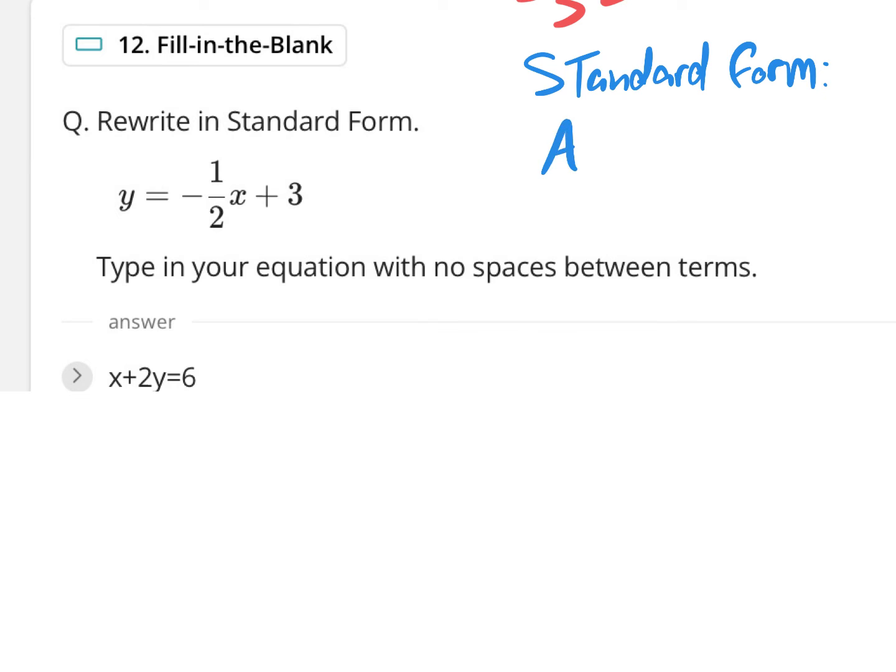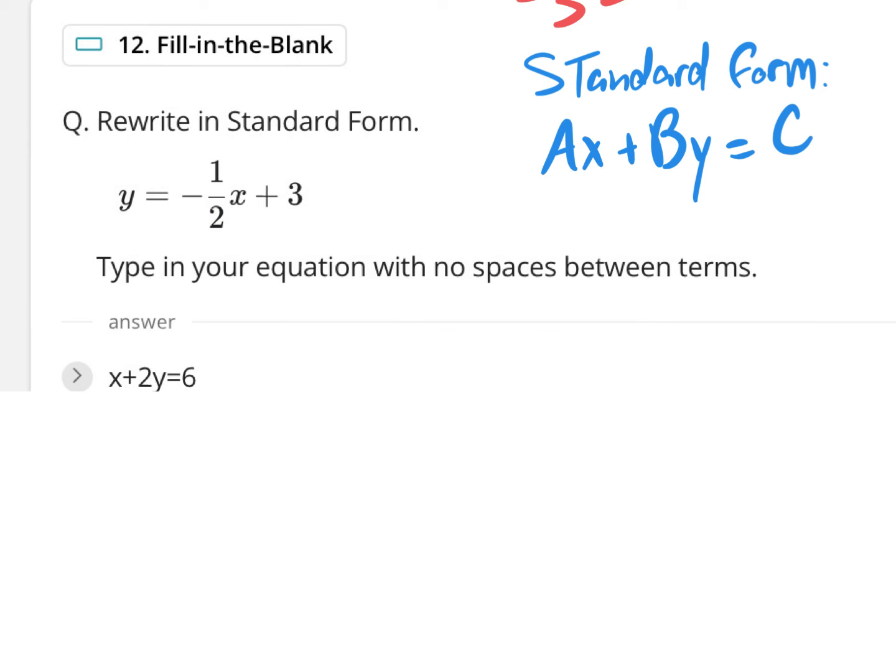That would be capital AX plus capital BY equaling capital C, where A, B, and C are numbers, actually integers, which means no decimals, no fractions. So as you could see, this is in function form. The y is by itself. It has a fraction. In order for us to get the standard form, let's first begin by getting rid of this fraction.